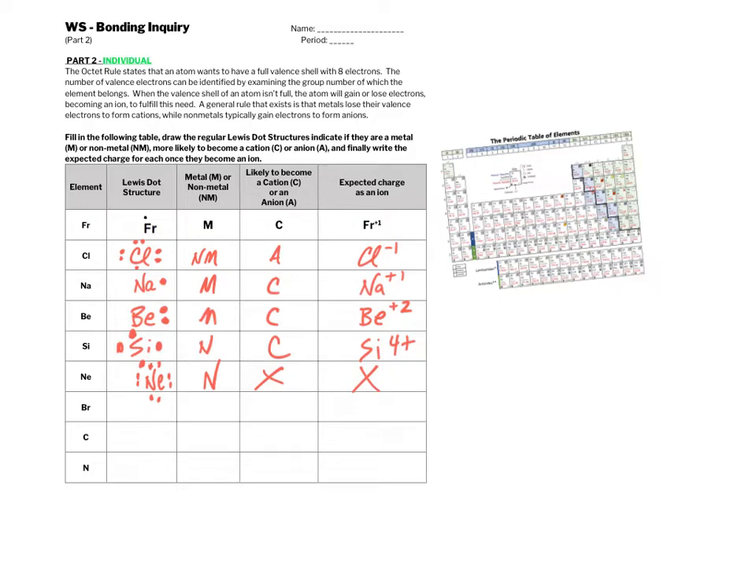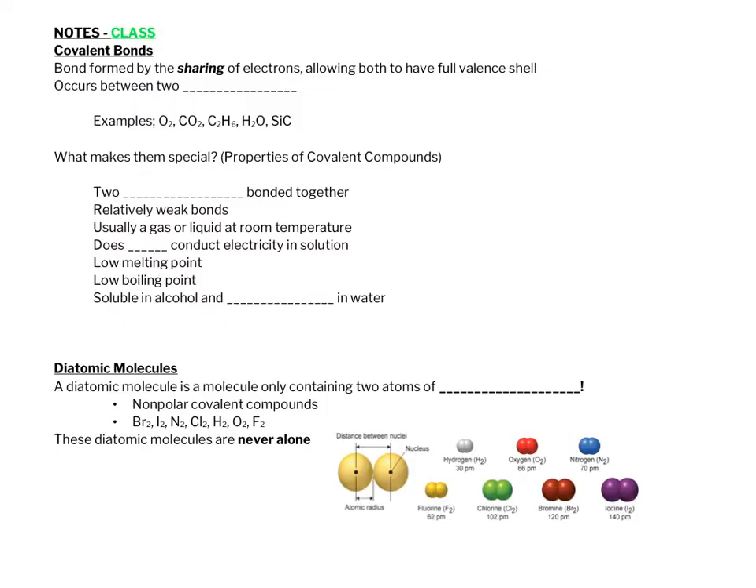All right, let's take a look at page 2. Covalent bonds. Covalent bonds are formed by sharing electrons, allowing both to have a full valence shell, and occur generally between 2 nonmetals. And here are some examples: O2, CO2, C2H6, etc. What makes them special? What are their properties?